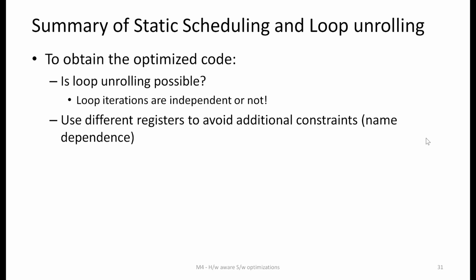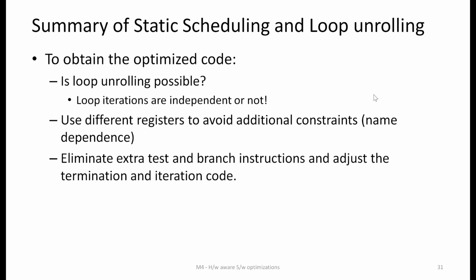To better make use of the unrolled loop, we would need to use different registers to avoid any unnecessary name dependencies, and reorder them. And we would eliminate any extra test or branch instructions if that is possible, and adjust the termination condition and the overall iteration code itself.